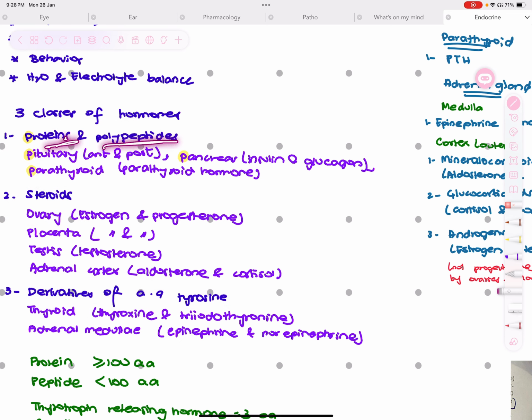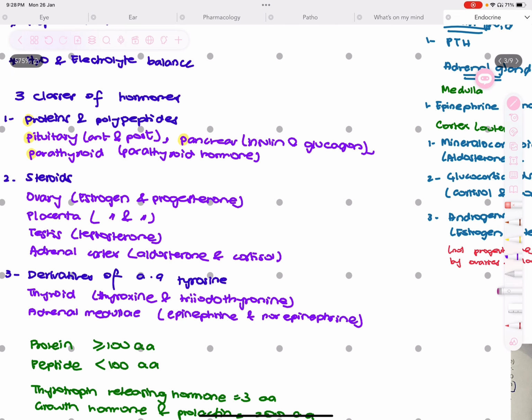What's the difference between the two? Protein is obviously a longer chain. Polypeptide is a shorter chain. Proteins have amino acids of let's say about equal to or more than 100, and polypeptides have amino acids less than 100. So that's just basic information. You do not even need to know that as such. So proteins and polypeptides, what falls under this category?